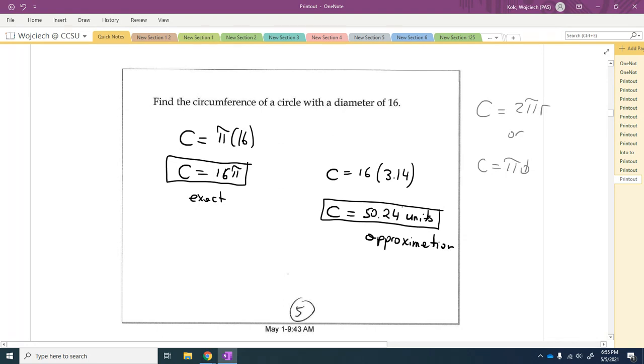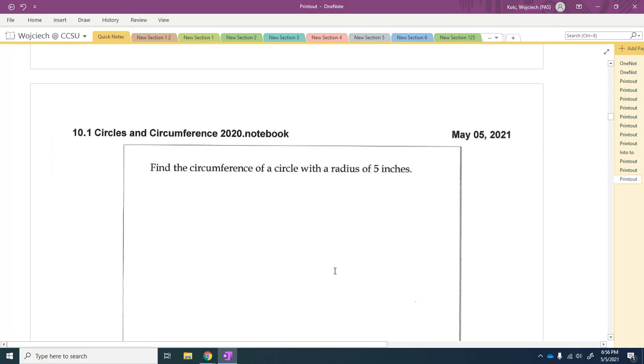Why approximation? Because you round it. Okay, 3.14 is not pi. Pi never stops.